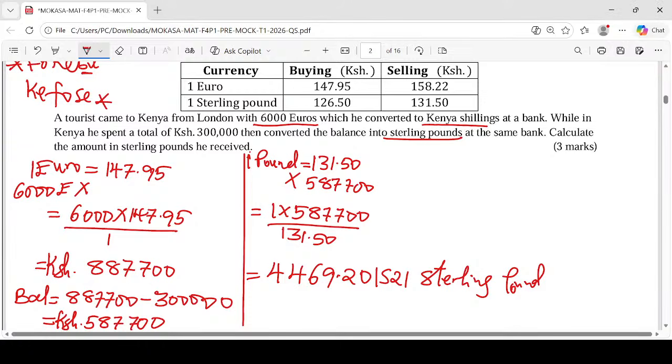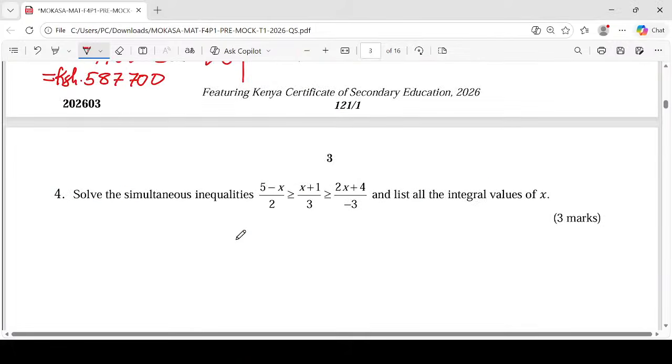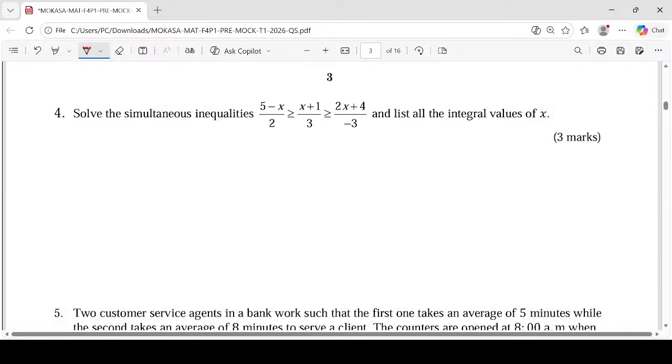Let's make progress and get now a look at question number 4 of this paper.